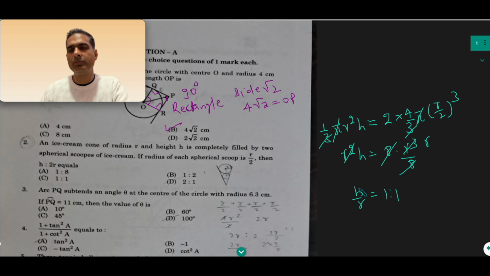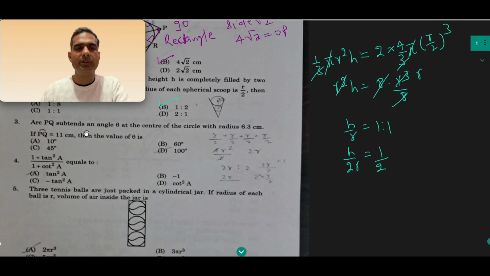So from here we have got h by r as 1:1, but it has asked h by 2r, so we can write it as 1 by 2. So it will be 1:2, option B will be the answer.